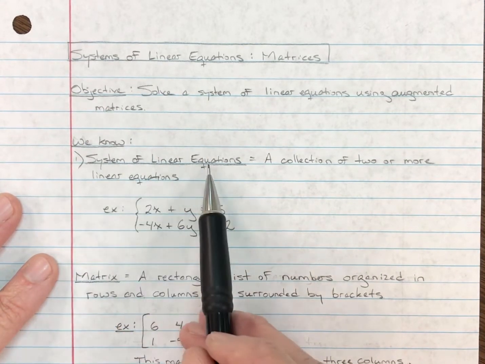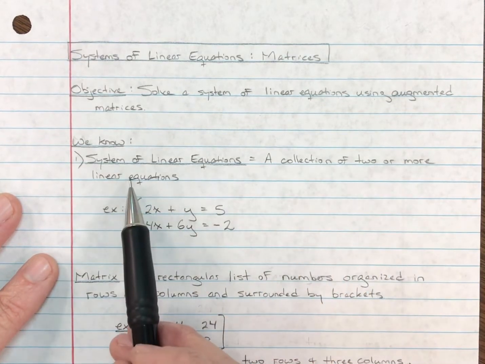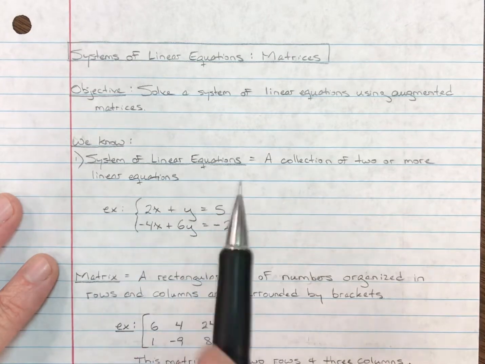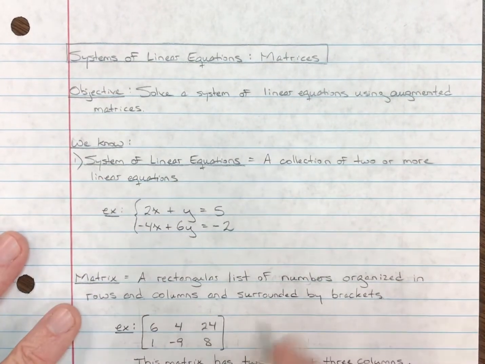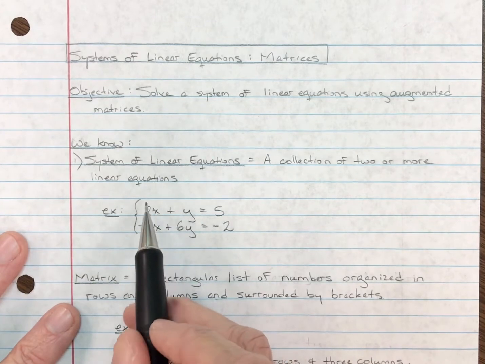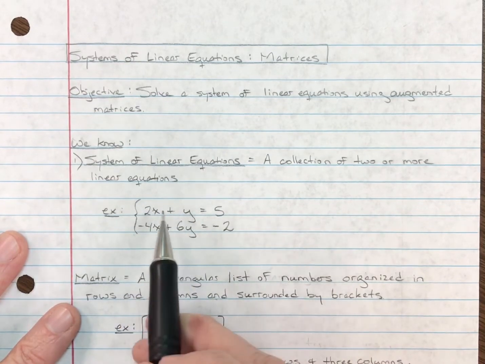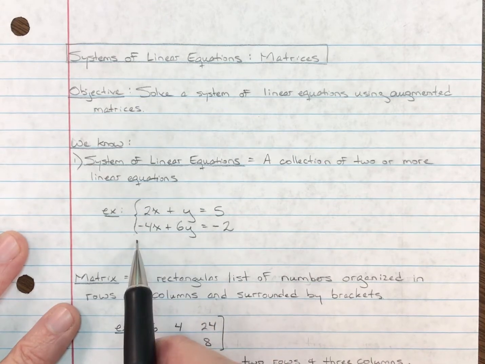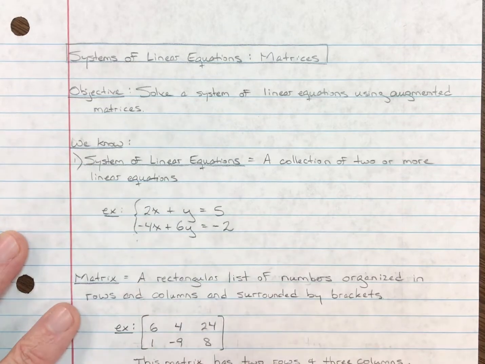A system of linear equations is a collection of two or more linear equations. And this has been the example we've used several times here. The curly bracket, or the brace, here indicates it's a system of linear equations. And this is two equations in two unknowns.